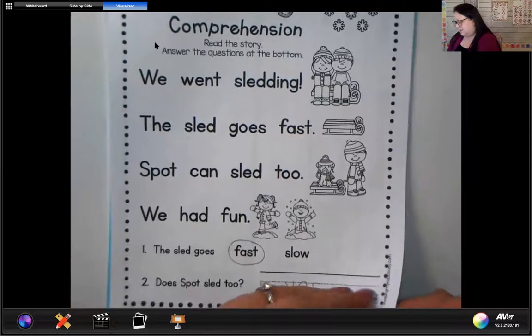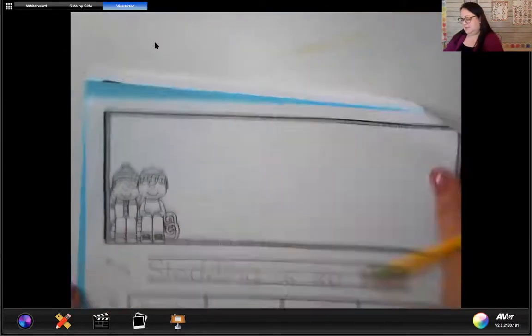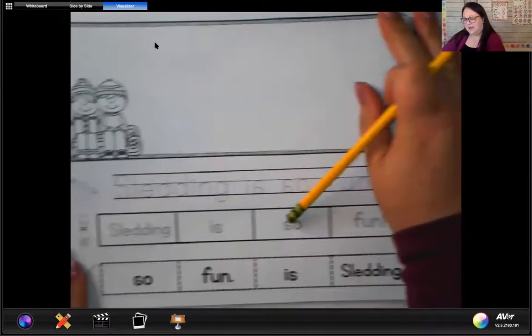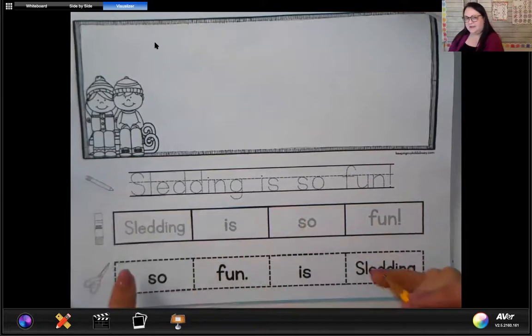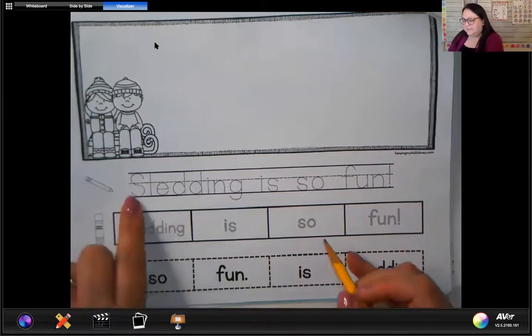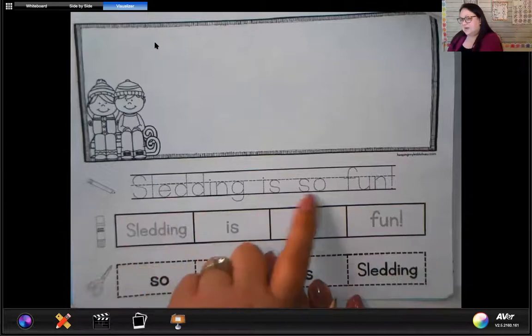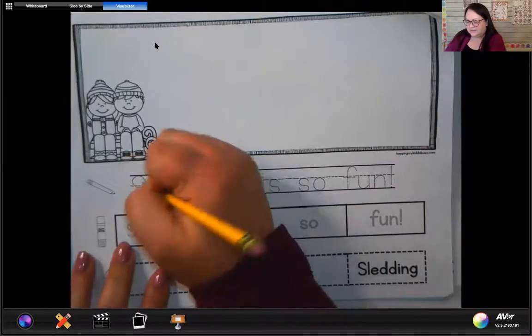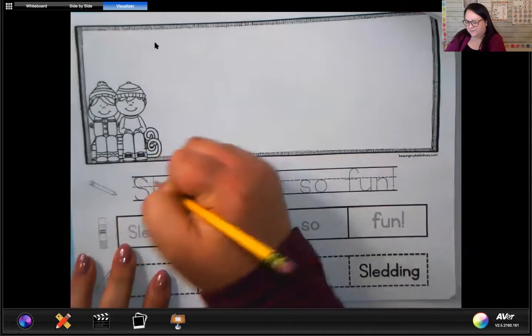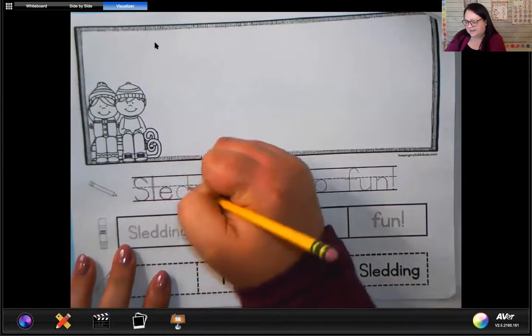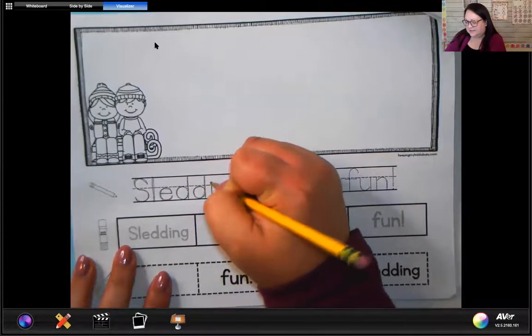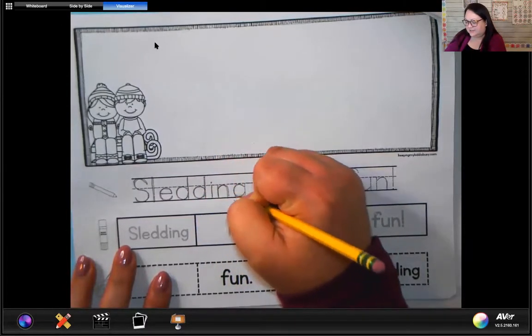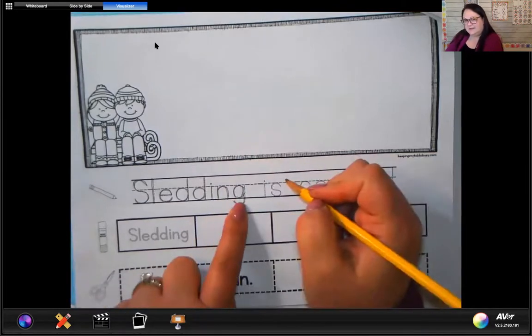Okay. All right. So let's go ahead and turn our page. And we're going to start by tracing our sentence, and then we'll do some cutting and pasting and draw our picture too. Okay. Sledding is so fun. So let's start by tracing the word. Sled. That's a big word. Sledding. I-N-G says ing. You can see that back here.